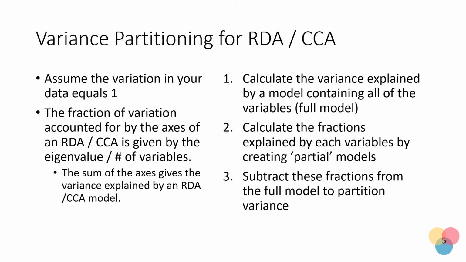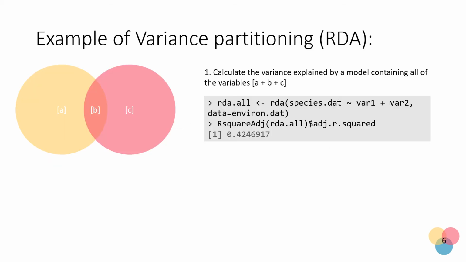So we calculate the variance explained by the full model first, and then we create partial models, partial RDA or CCA models containing only one or a subset of variables. And we calculate the fraction of the variance accounted for in these partial models. Then we can subtract these fractions from the full model to figure out the variance explained by each part of the Venn diagram, if we want to think about it that way. But I think it will become much more clear after we work through an example. So to help illustrate this better, I'm going to keep the Venn diagram here so you can see the different fractions that we are calculating.